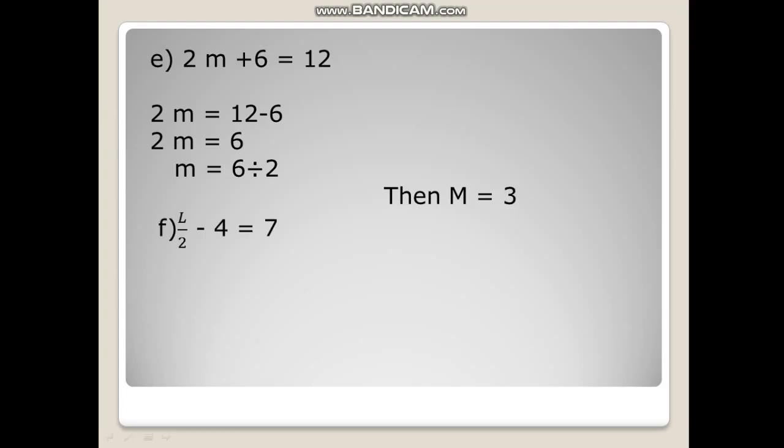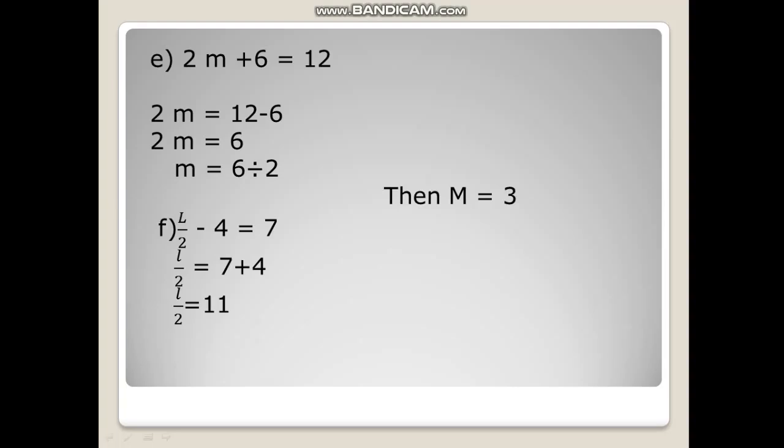Let's move to number F. L divided 2 minus 4 equals 7. Here I have L divided 2 and minus 4. What will move first? Yes, as we said before, plus or minus must move first. Here I have minus. It will move first to the other side and change its sign to plus. So L over 2, or L divided 2, equal 7 plus 4. 4 goes to the other side by plus sign. And you know that 7 plus 4 equal 11. So L divided 2 equal 11.